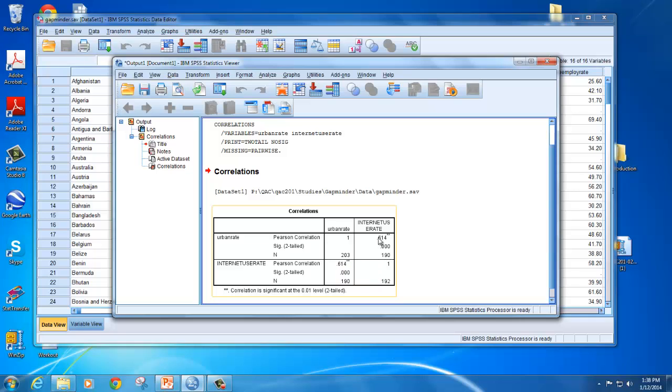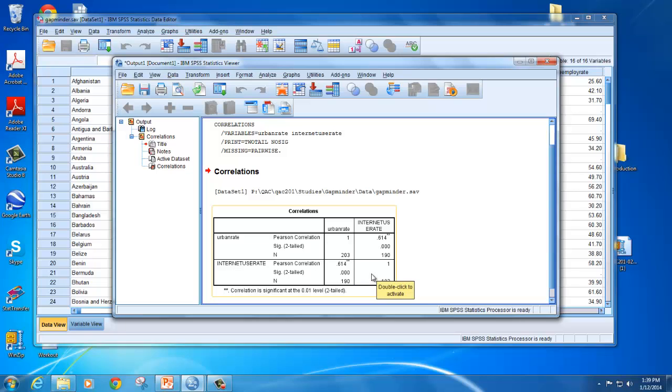The next cell compares internet use rate against urban rate. Here I see the correlation coefficient is approximately 0.61, with a p-value of 0.00. This tells us that the relationship is statistically significant. This cell also contains the same information, as it is looking at urban rate against internet use rate. Finally, the bottom right cell compares internet use rate against itself.